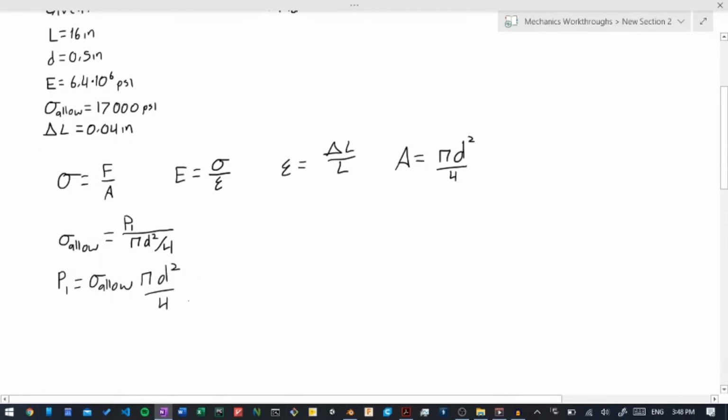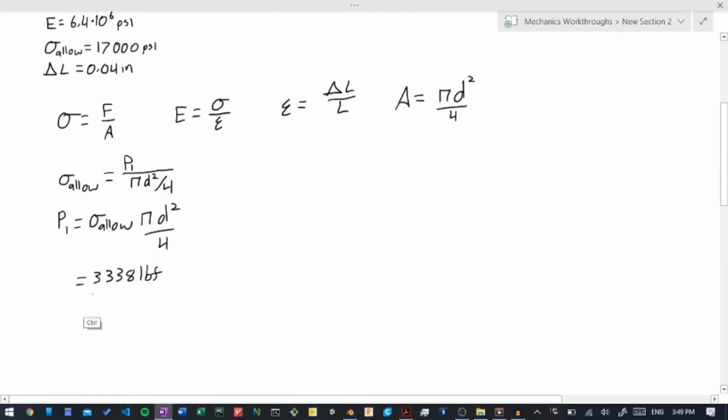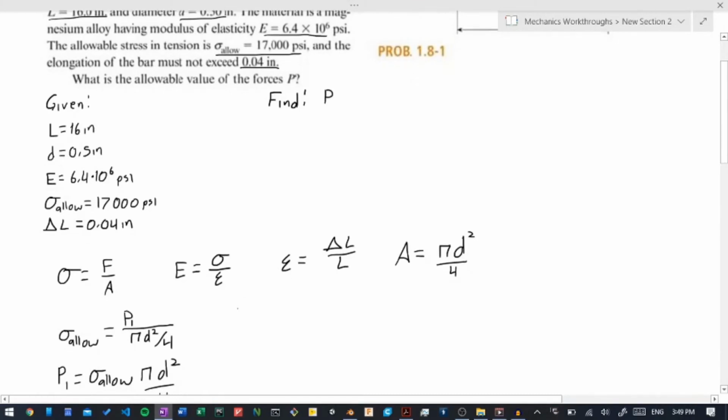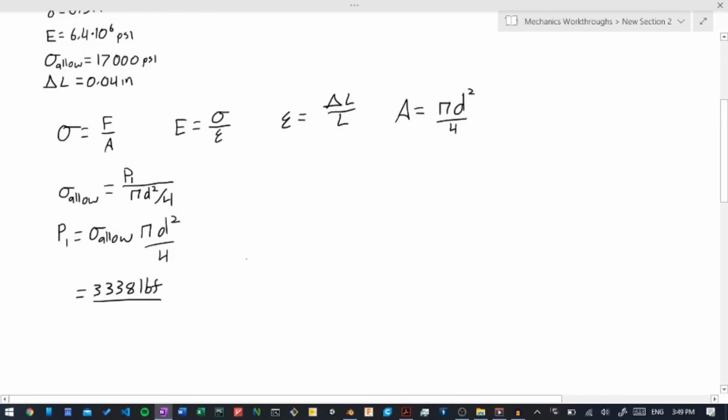And if we plug in all the numbers for this, we will get 3338 pound force. So that is our first preliminary answer. This is the maximum P to avoid causing too high of a stress in the bar. And now we will find P for the maximum elongation of the bar.